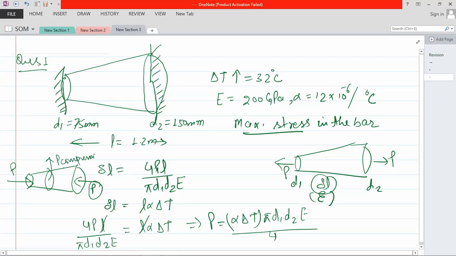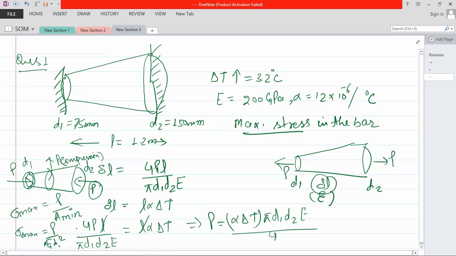Now you have to find out stress, and stress maximum should be where the area is minimum. Now, can you find out where the area is minimum? This is D1 and this is D2. You can see that here the area is large, here the area is the smallest one, this is the largest one, and in between, it is in between D1 and D2. Therefore sigma max is equal to P upon pi by 4 D1 square.